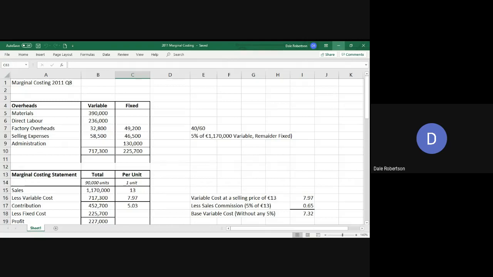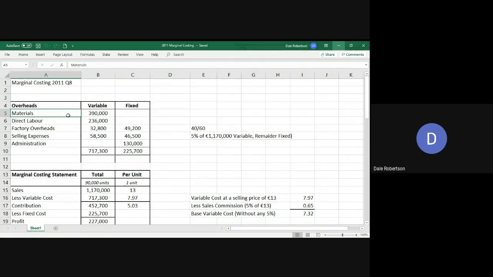The sentence at the bottom of the question, underneath the information, says the materials, direct labor, and 40% of the factory overheads are variable. Apart from sales commission of 5% on sales, the selling and administration expenses are fixed. Quite a lot of the work that we do here is preparatory work at the start, and if we get this right, it'll make a lot of our parts A, B, C, D, E quite easy. So the first thing we're going to do is split the overheads into a variable and a fixed total. And we can do that following that sentence underneath.